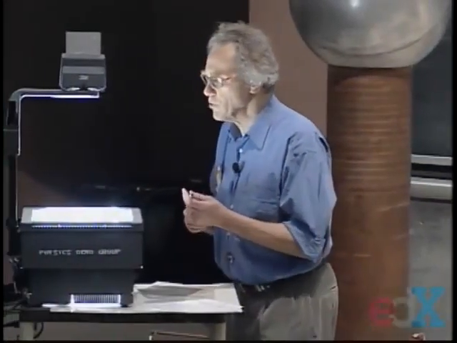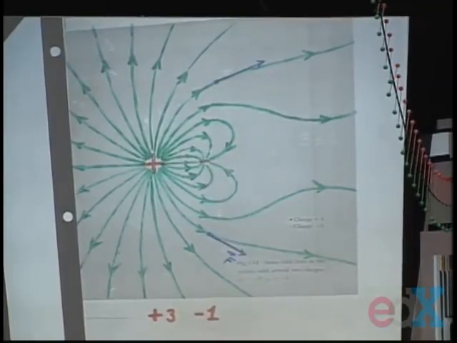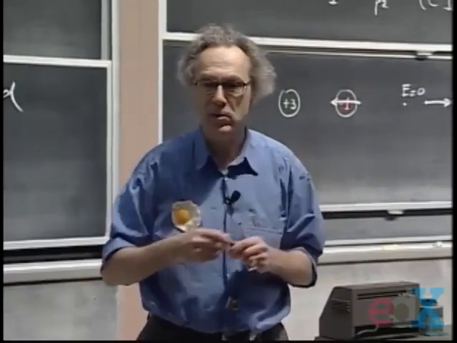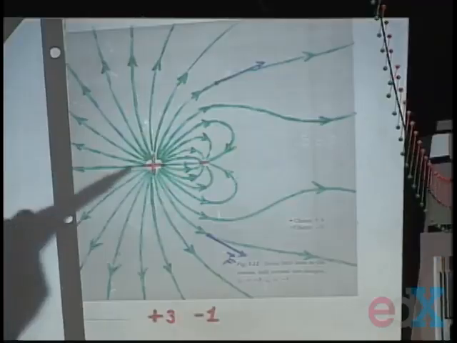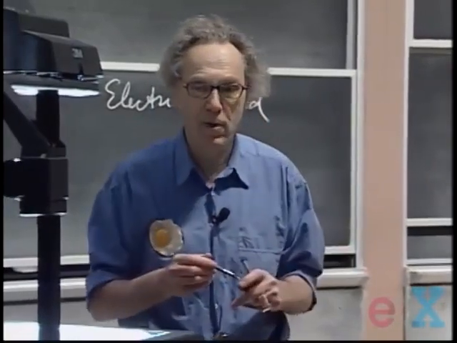If you look very close to the -1, notice that all the field lines come in on the -1. We understand that, of course, because the field lines want to go to the -1. If you're very close to the plus, then they all go away from the plus, because they're being repelled.